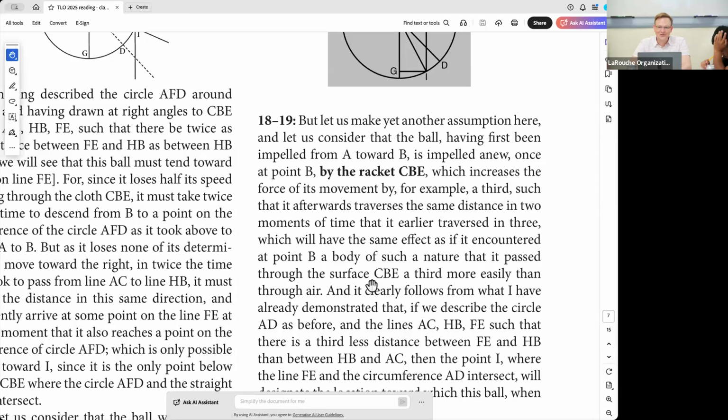Okay. So what explains light speeding up when it goes into water? What is Descartes' physical image here? There's a racket at CBE that increases the force of its movement by a third. Yes. When light hits water, a racket smacks it down, and that's why it goes more vertically in the water. He really wrote this, okay? What racket?